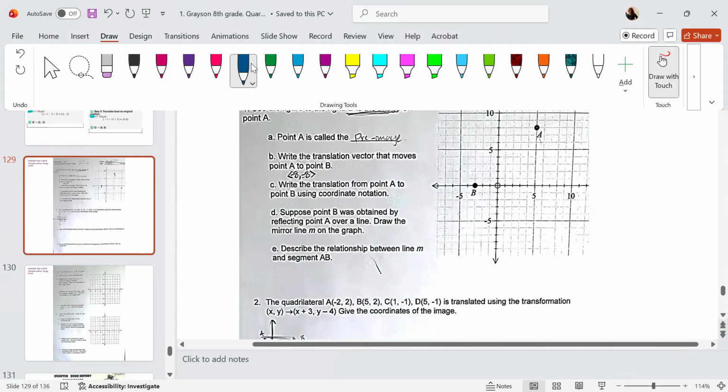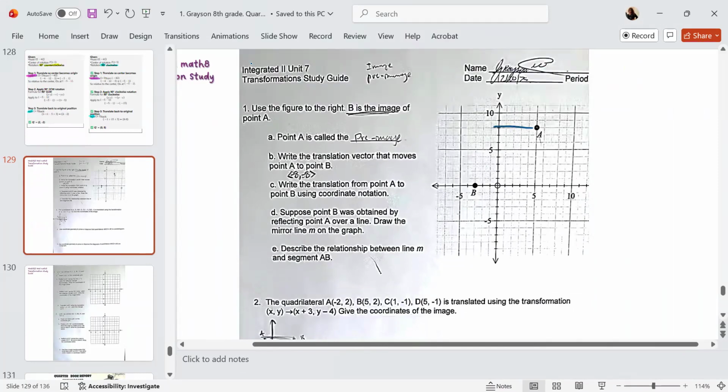Okay, so A is a pre-image. So from here, A is going back this way, correct? And then going this way, correct? Yes. So it should be a negative A and then down A. Good. All right, number 3, or C.